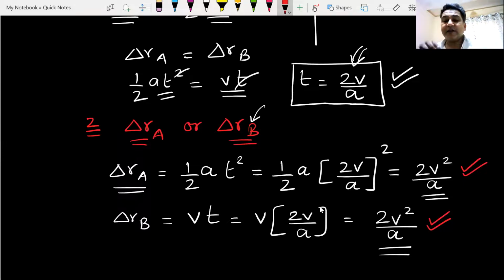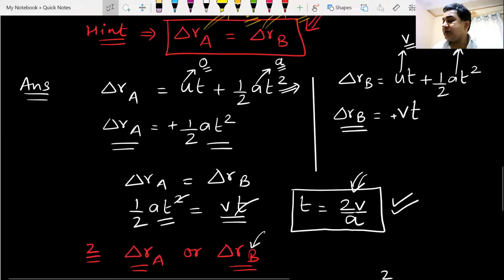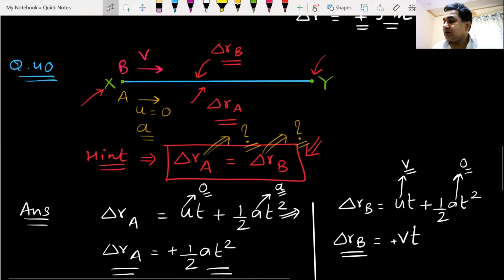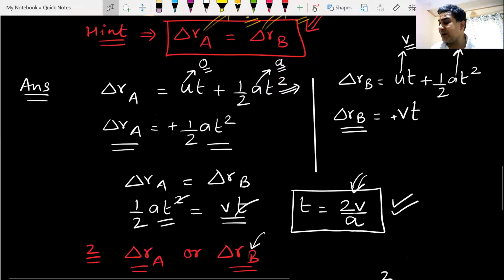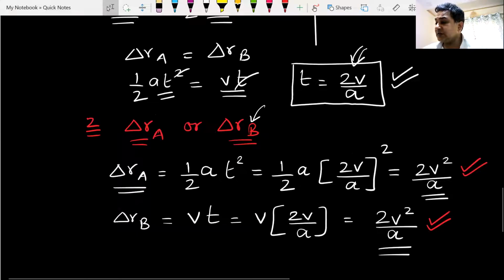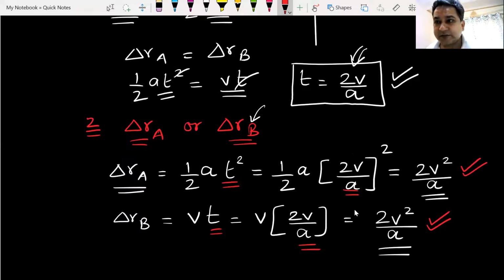Do we understand this, how we have done this? The question was, when are they supposed to meet? When they meet, displacement must be same. We found out the displacement of A, we found out the displacement of B, equated them, got the value of time. Time was 2V by A. Then we put the value of time in their equations of displacement, everywhere, and we got the same answer for their displacement. That was question number 40.